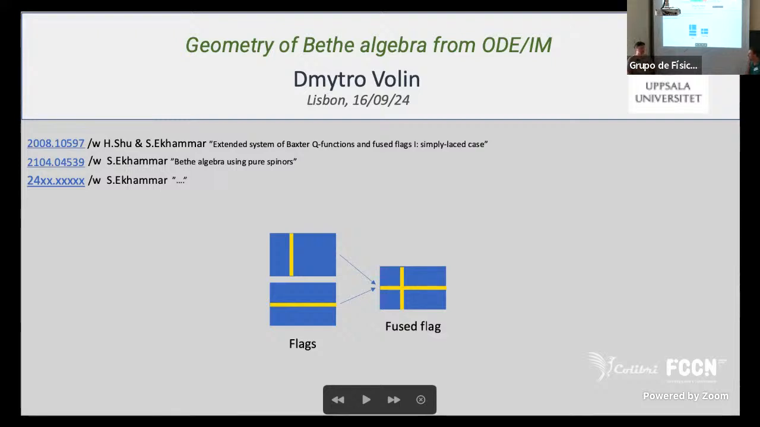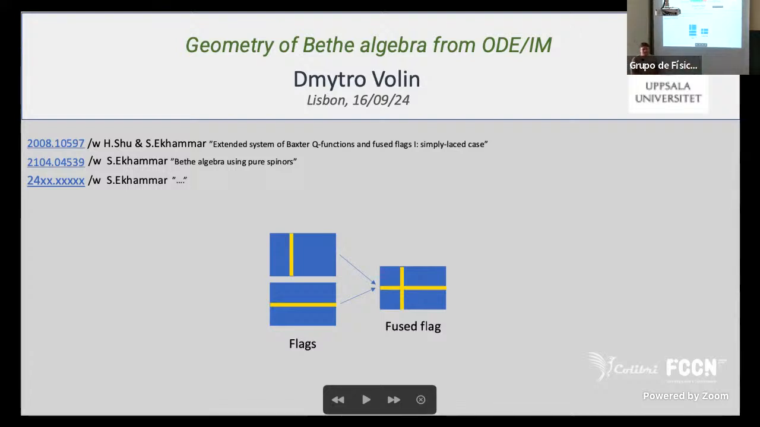So let me introduce the speaker, the second speaker of this afternoon session. The speaker is Dmytro Volin from Sweden, I guess. I don't know exactly the name of the university, but it's Uppsala University, sorry. He will speak about geometry of Bethe algebras from ODE/IM. Yes, thank you.